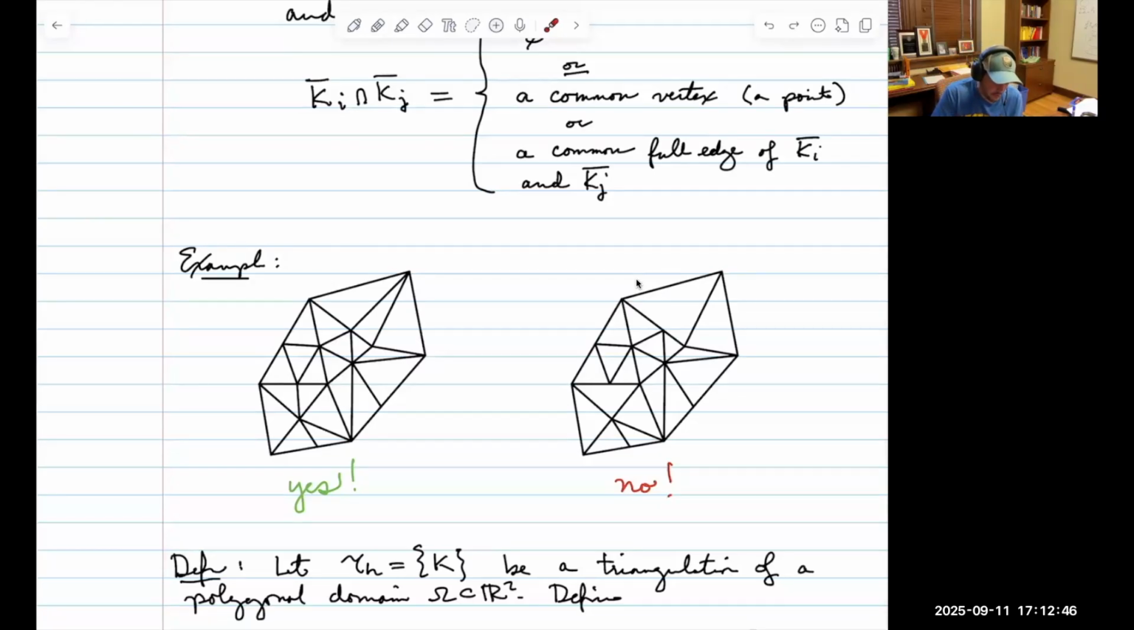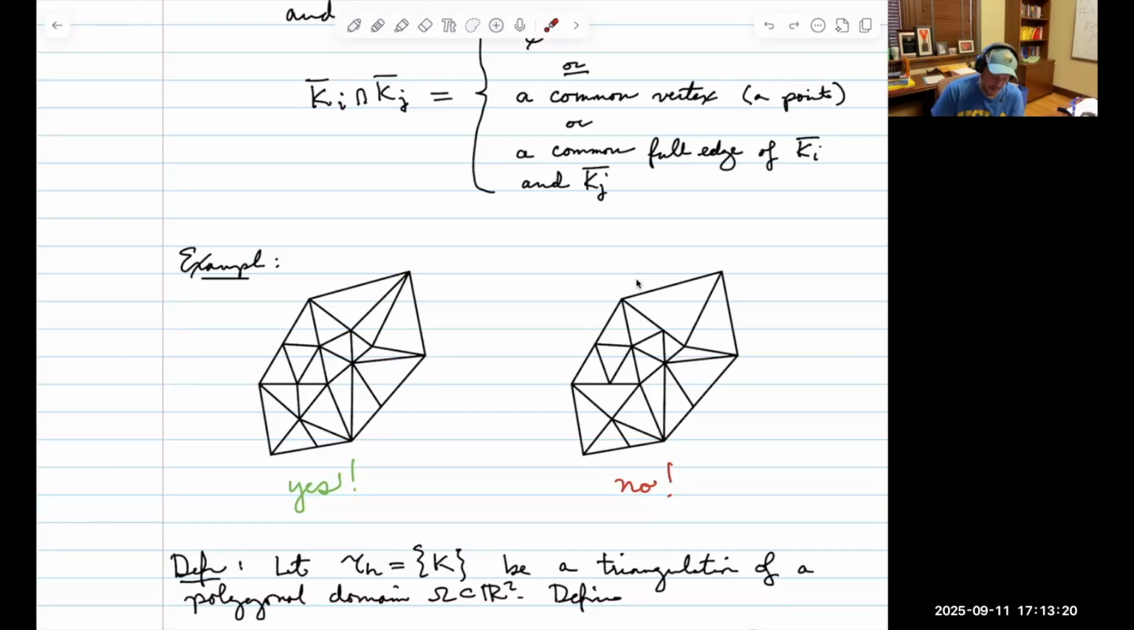What if I take the closure of two triangles? If I take the closure of this triangle and that triangle, then they contain the boundary. Take their intersection, I'm going to get a full edge. What about these two? I take the intersection of their closures, and I get a point. That's called a common vertex, right? So that's this case. So it looks like this triangulation satisfies all three requirements and therefore is a proper triangulation.